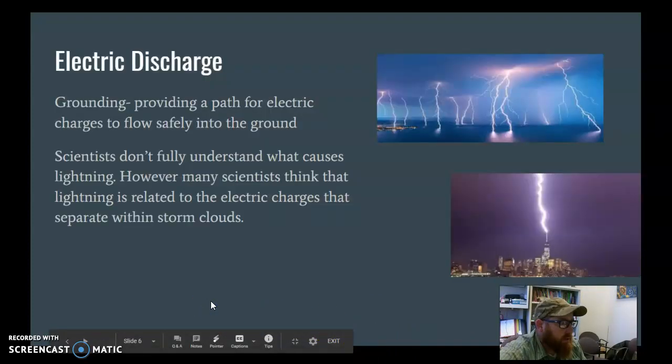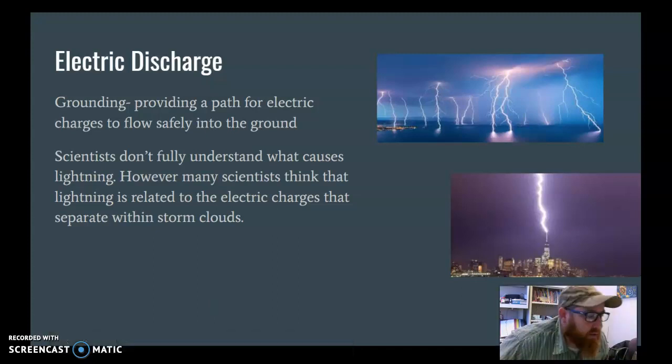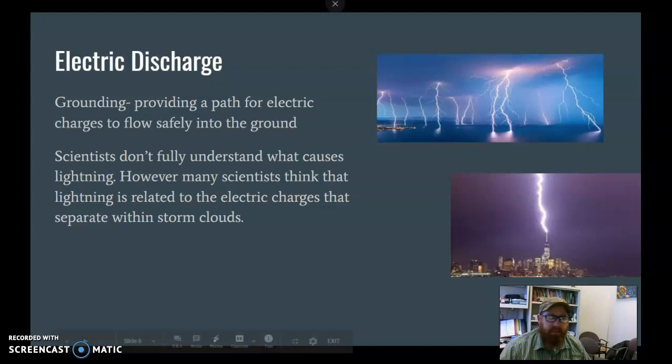Okay, so that's pretty much explaining all those things there. But anyway, electrical discharge here. We're talking about grounding. Grounding provides a safe path for electric charges to flow safely into the ground. So here you can see this electrical discharge, lightning coming down from the clouds down to the ground.